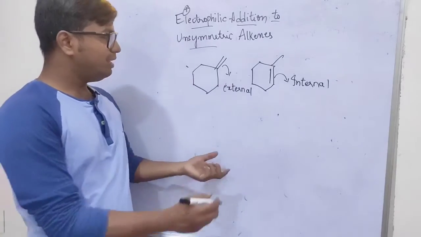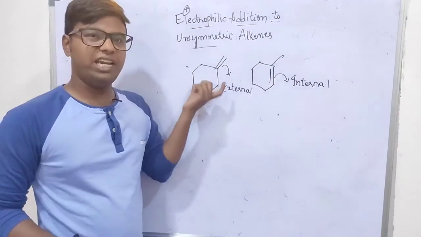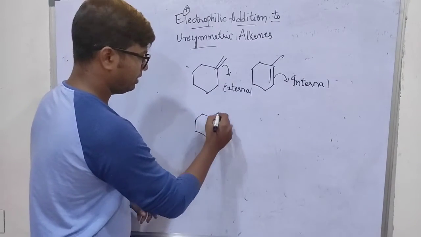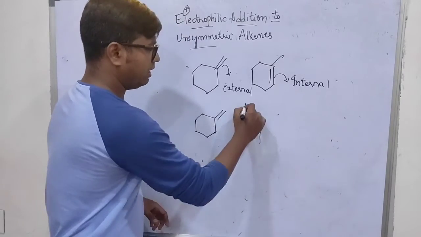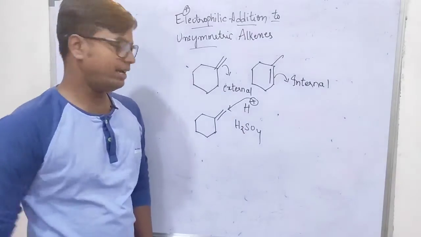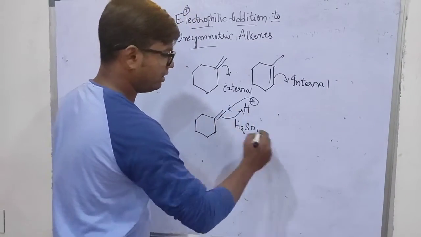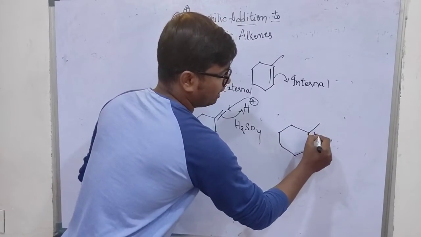So now we will see what happens when we add any acid to it. Let's take H2SO4 as the acid. H2SO4 liberates a proton, and this proton is going to add here. And what is the carbocation formed here? These electrons are taken up by this, so this is the carbocation formed here.